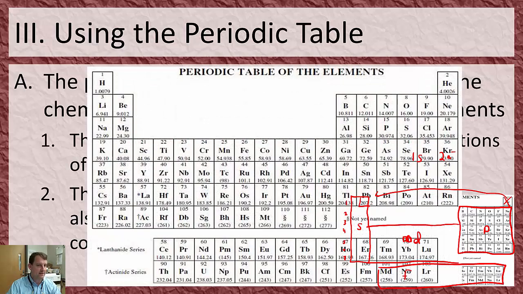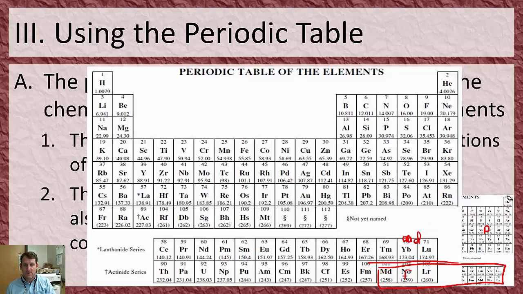So let me erase some of this stuff real quick. So how do we use the periodic table to help us with electron configurations? Here's the simplest way. So for any element on the periodic table, let's do one that's straightforward at first. Let's do sulfur.